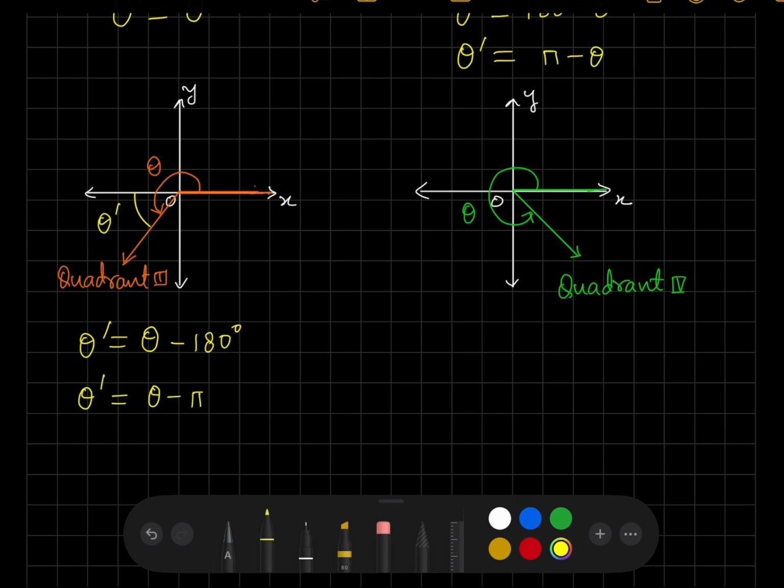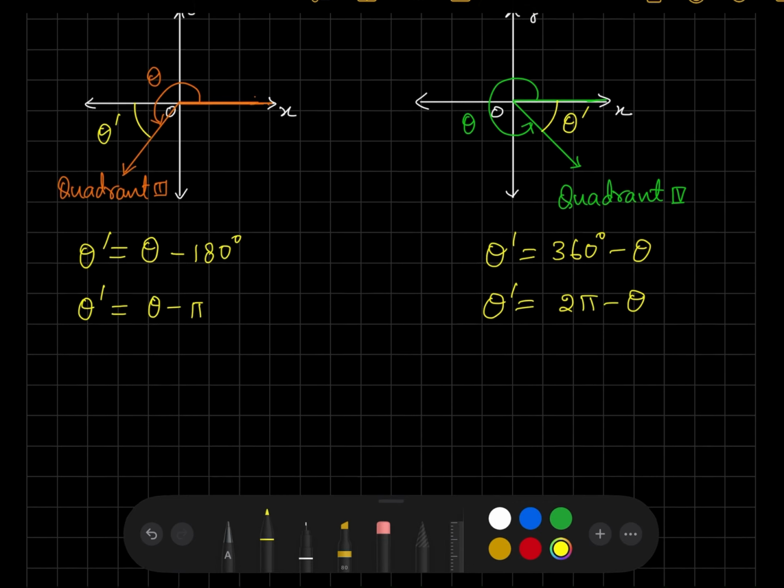Now if my non-quadrantal angle lies in quadrant 4, then theta prime is the acute angle formed by the terminal side with the x-axis. It would be this, right? This would be my theta prime. In this case theta prime is simply 360 degrees minus theta, or in radians, theta prime equals 2 pi minus theta.